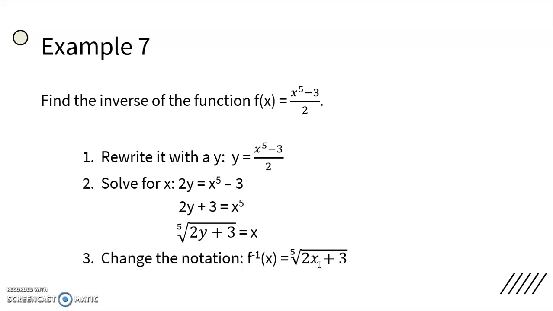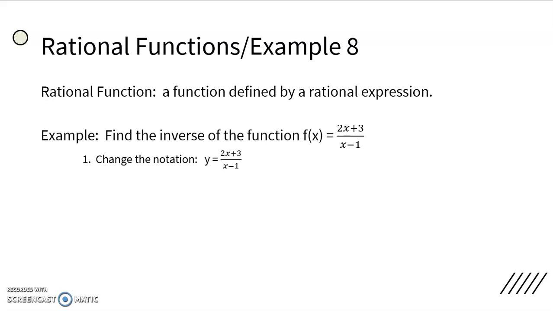But let's take a look at a rational function next. These can be very tricky, but the steps are always the same. So once you know the steps, it kind of makes it easier to understand what's going on. So just as a reminder, a rational function is a function that's defined by a rational expression, meaning that I have a polynomial divided by a polynomial. So we're asked to find the inverse of the function f of x equals 2x plus 3 over x minus 1. And of course, the first step is to change the notation. I just put a y where the f of x used to be.